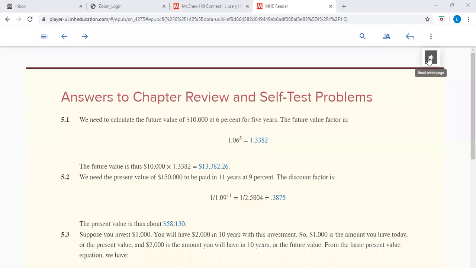And you get 0.3875. So what that is saying is, if you wanted to take $1 out under these future conditions 11 years from now, where the investment was earning 9% interest, how much would you have to put away today? 38.75 cents. Well, we want to know how much would you have to put away today to accrue $150,000. So multiply that result by $150,000 and you get $58,130.